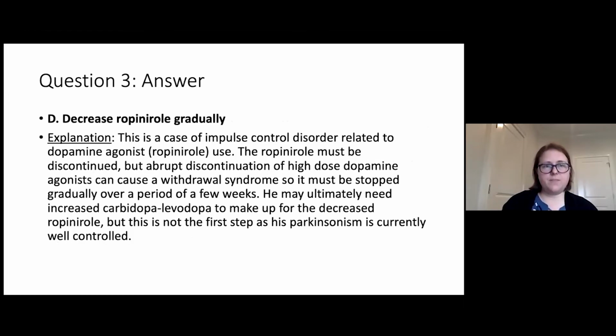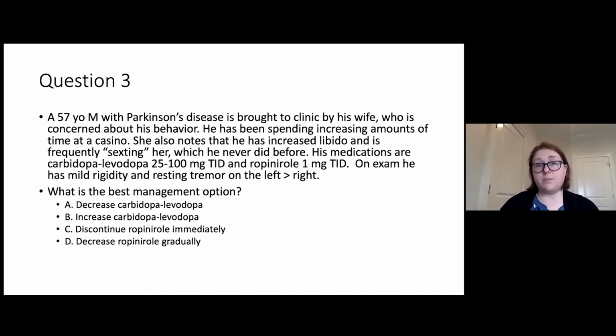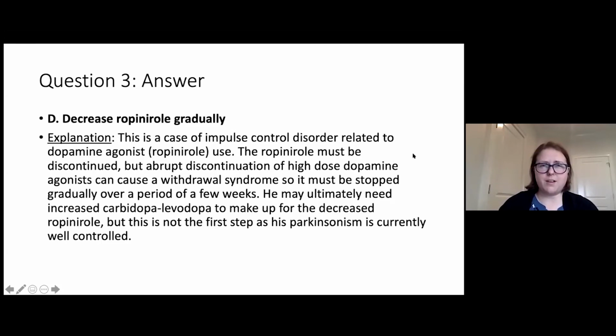Okay, so the answer is decrease ropinirole gradually. I made this question a little bit challenging because there are 2 issues that I want you to recognize here. So the first is that this is impulse control disorder related to a dopamine agonist, ropinirole use. This is actually a patient of mine. This is a real patient that I saw who developed problems with sexting, a problem of our modern world. So this is due to ropinirole. It definitely does need to be discontinued.